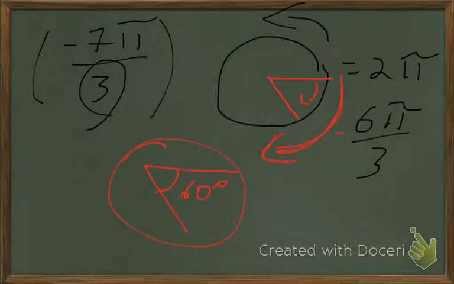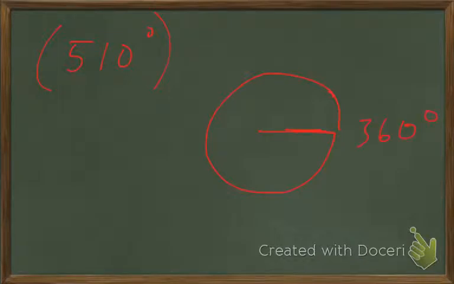Now, moving on to part B, it says we want to find the angle for 510 degrees. Once again, all the way around the unit circle, if we started here, is 360 degrees. We need to go 510, so 510 degrees minus 360 degrees ends up being 150 degrees. So we need to go an extra 150 degrees.